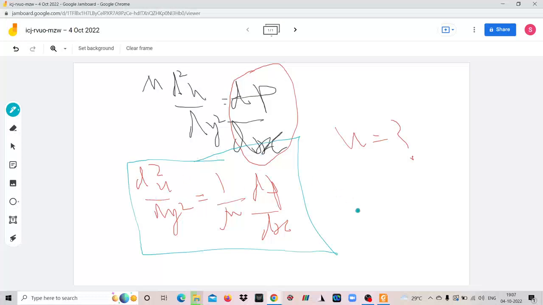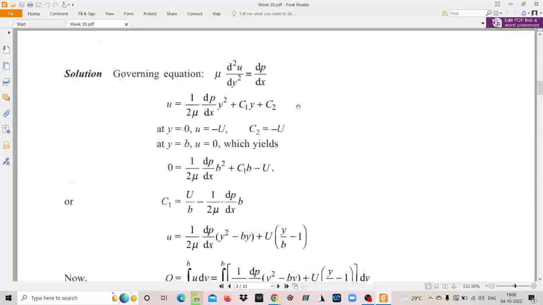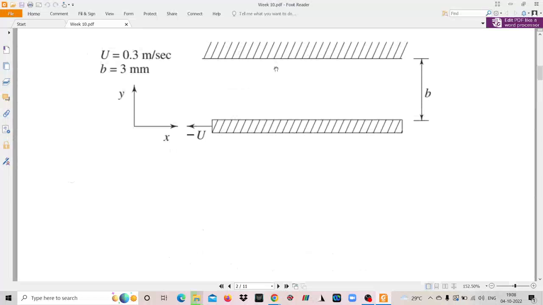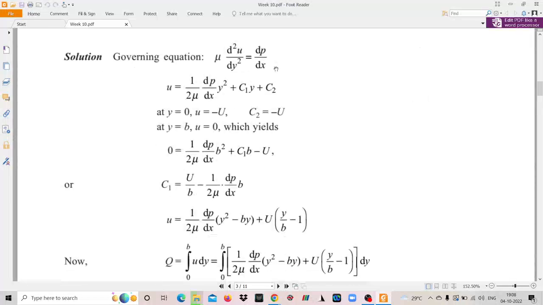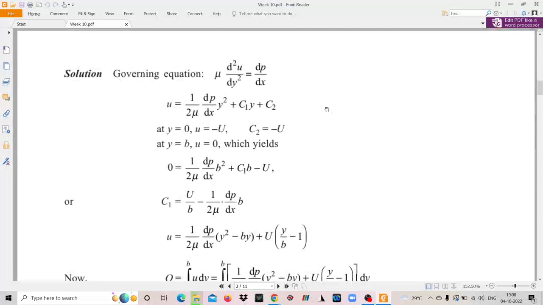If you apply double integration, you will get u is equal to 1 by twice mu dp dx y square plus c1y plus c2, where c1 and c2 are constants of integration. This is a very simple step, but in order to obtain a unique solution in terms of u, you need unique values of c1 and c2, because this equation is valid for any constant c1 and c2. But this flow situation is valid for only one unique pair of c1 and c2. So in order to determine that unique pair, you need the boundary conditions.